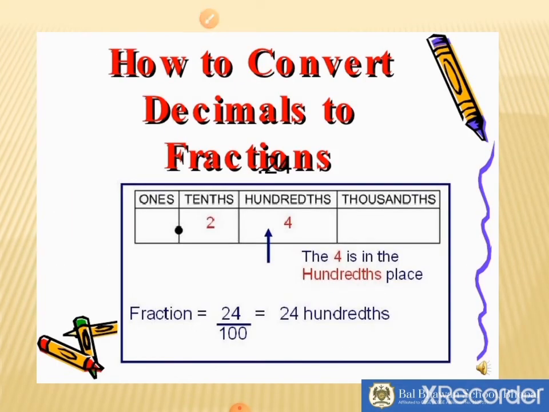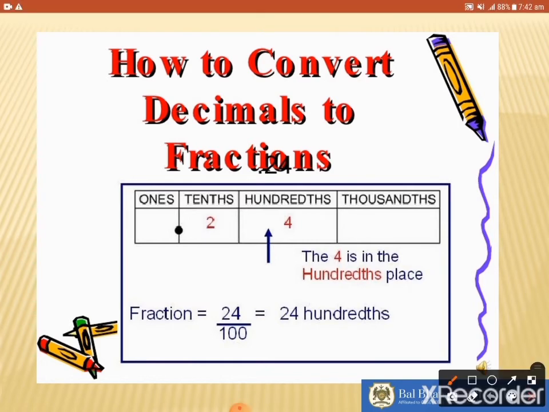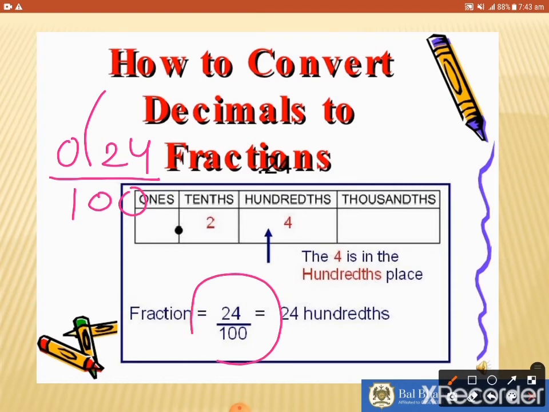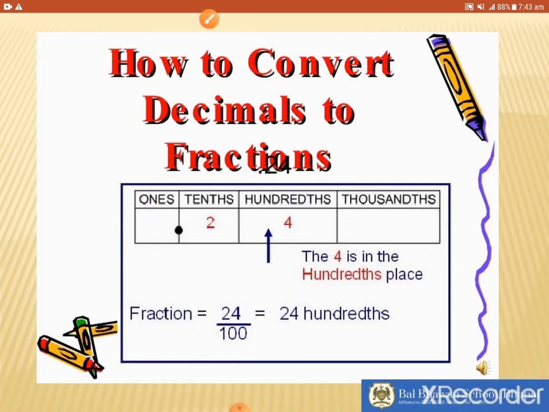The decimal number is 0.24. According to the method, first we have to remove the decimal. For this, we write the upon sign and remove the decimal. As soon as we remove the decimal, we should write 1 in the denominator. After that, we count the number of digits after the decimal. There are 2 digits after the decimal, so we write 2 zeros. So it can be represented as 24 upon 100.